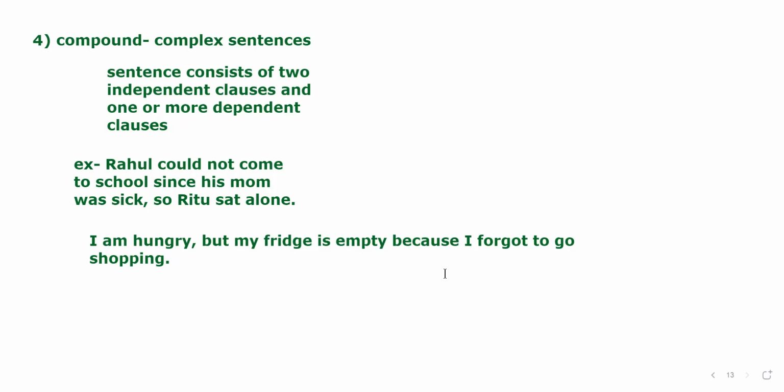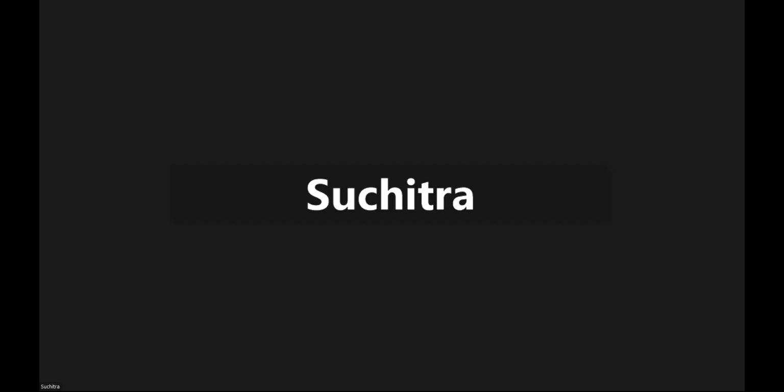I am hungry is the independent clause. But my fridge is empty, this is dependent. And because I forgot to go shopping, this is again dependent. My fridge is empty depends on the fact that I forgot to go shopping. Absolutely. Moreover, I am hungry because these two things are not done. Is that clear, guys? Everything is dependent on the last sentence. Correct.